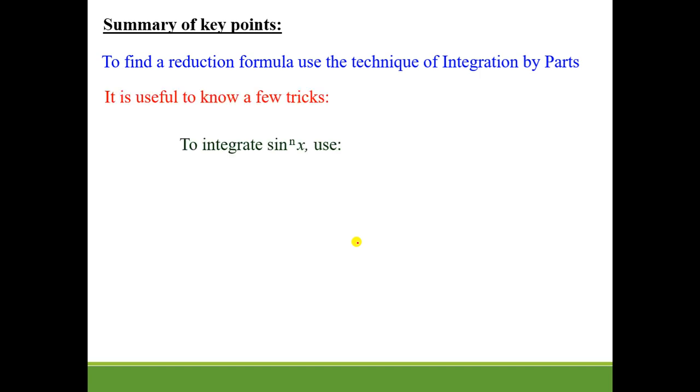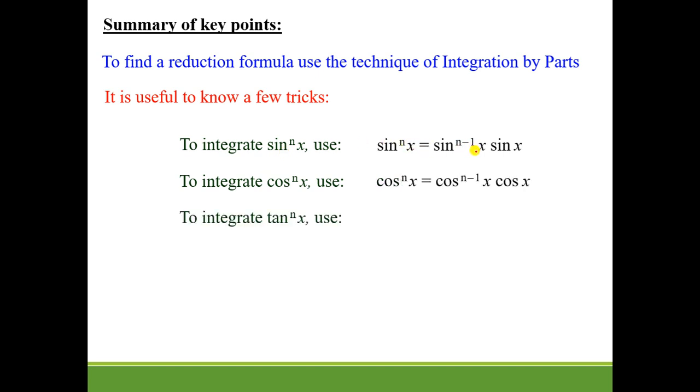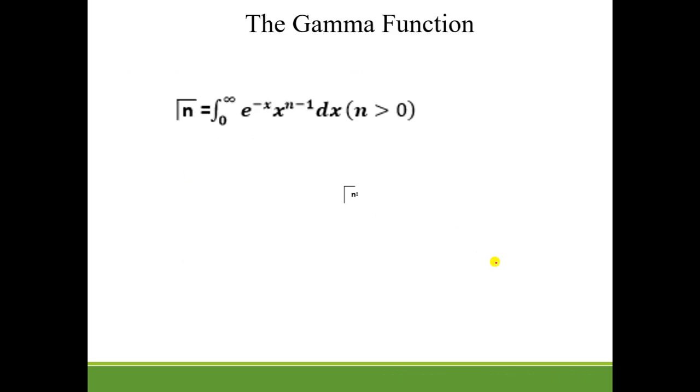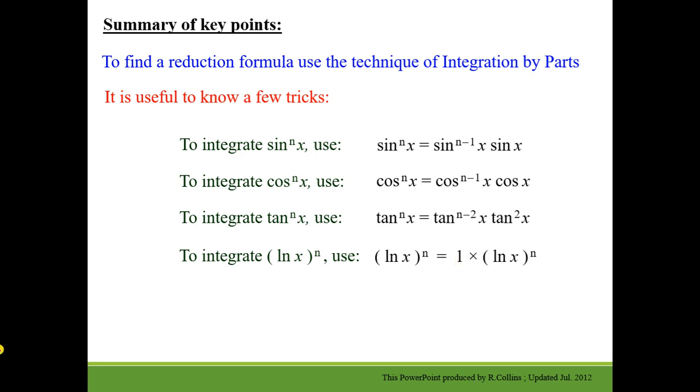So what is the summary of these key points? You have to use integration by parts here. So see here, to integrate sine you have to split the function like this. To integrate cos also you have to split like this. To integrate tan, see the splitting of tan. And if the question is log x raised to n, you have to use this technique, that is log x raised to n keep as it is, and for the second function take 1 and then apply the product rule. Thank you.